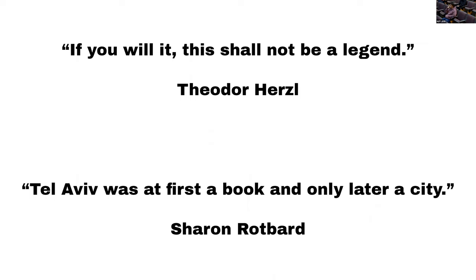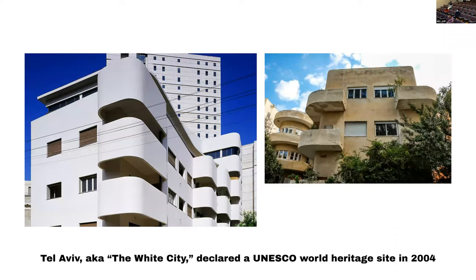I had mentioned earlier the architect Sharon Rothbard, who writes a lot about occupied Palestine and the history of Tel Aviv, where he lives. And this is a quote from his book: "Tel Aviv was at first a book and only later a city." The reason that Rothbard felt compelled to write his book was that in 2004, UNESCO recognized Tel Aviv as a World Heritage Site. And in reality, the city of Tel Aviv isn't that old. It's really just from the early 1900s, while the city of Jaffa is ancient.